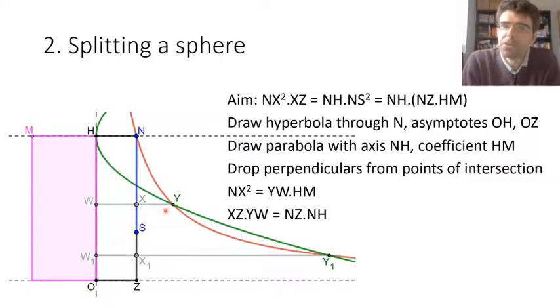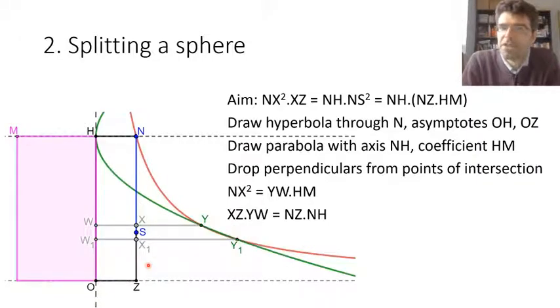So if they meet in two places, y and y1, we also immediately have that nx squared times zx will be equal to nx1 squared times zx1. And a neat feature of this is that as we increase hm, the parabola gets wider and wider, and eventually we'll reach the largest value of hm for which there is a solution at all, which is when the parabola is just externally tangent to the hyperbola.